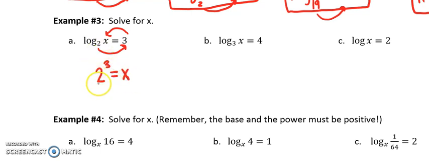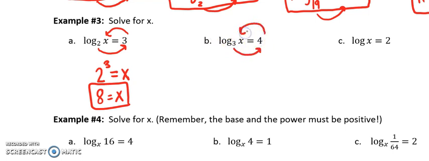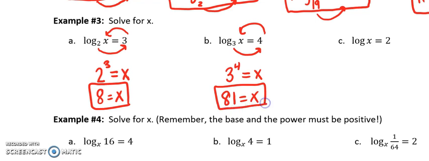Now you can finish it up. If you do 2 to the third in your calculator, it's 8. So it's in log form. We can't do it in that form, so we change it to exponential form. Same here. It's in log form. I can't solve it, so I change it to exponential: 3 to the fourth equals x. And then you do that in the calculator, you get 81 equals x.